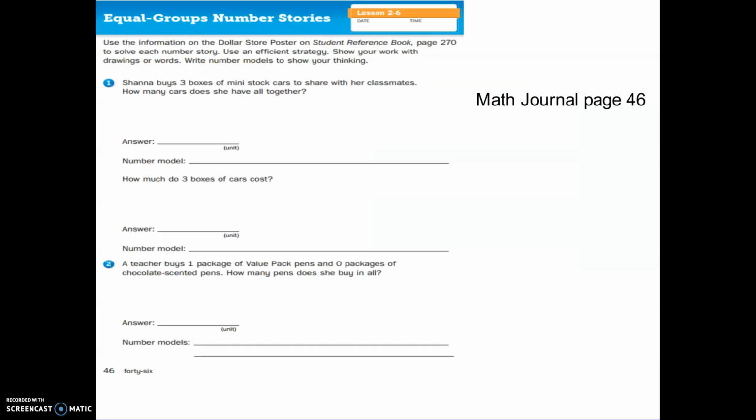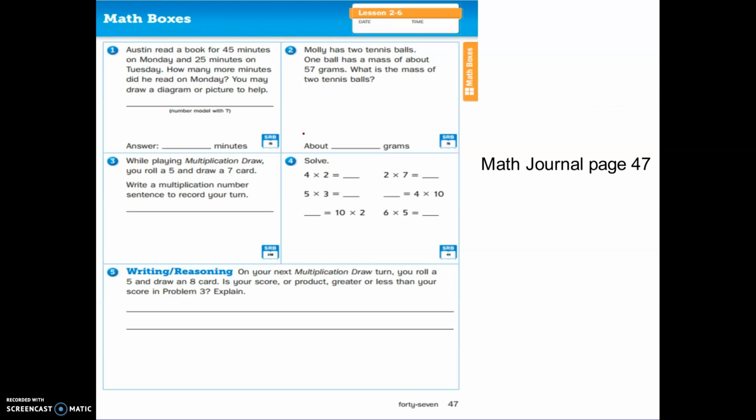My time is running out, so I'm going to quickly show you your work to do. Page 46, practice those problems just like I did. They're fun to do. Math boxes, page 47. Good luck. Have fun. I love these kind of problems. Let's have a party with them. Yay!